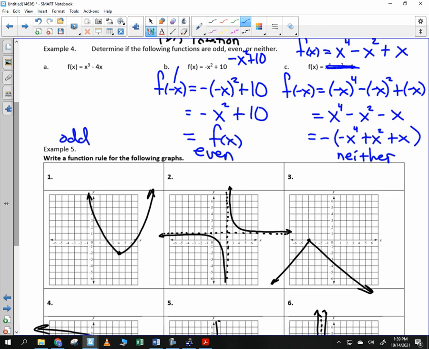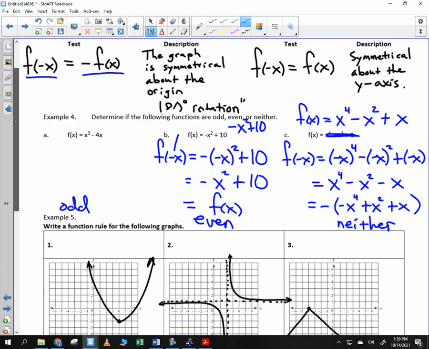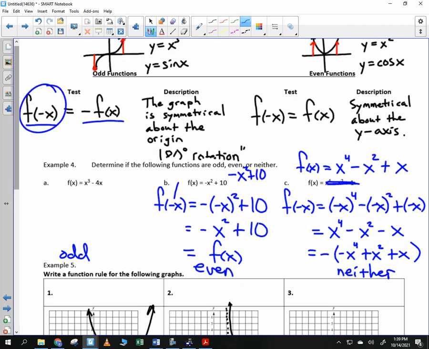You're always going to plug in negative x. Always plugging in negative x. Both rules start with plugging in a negative x. It's just what we get out.